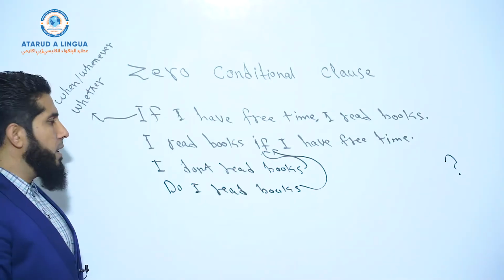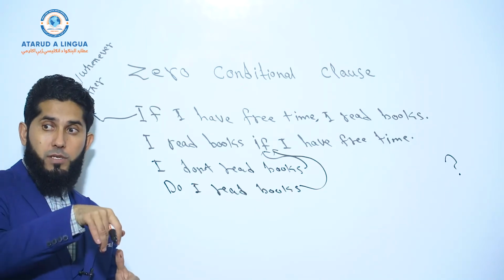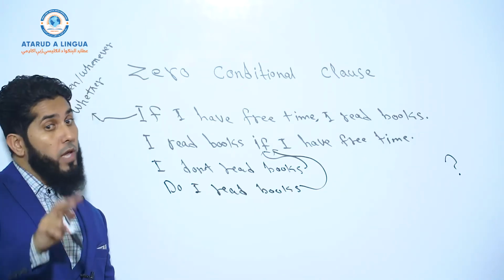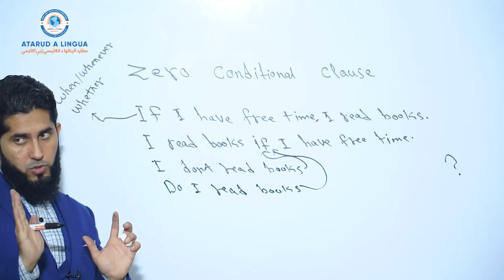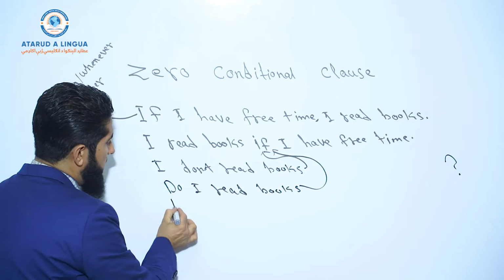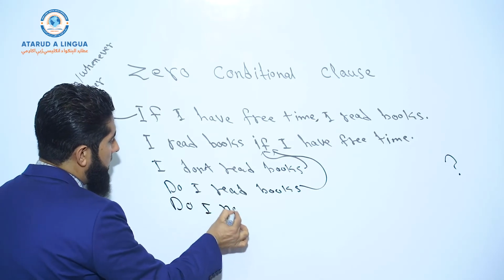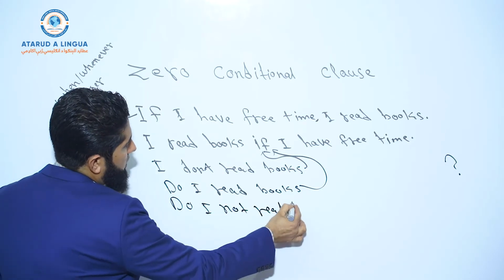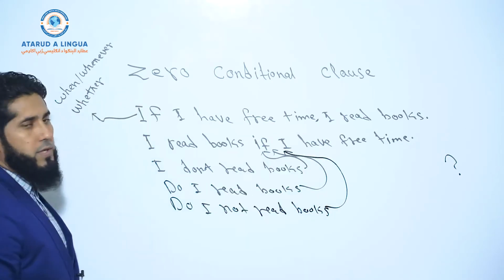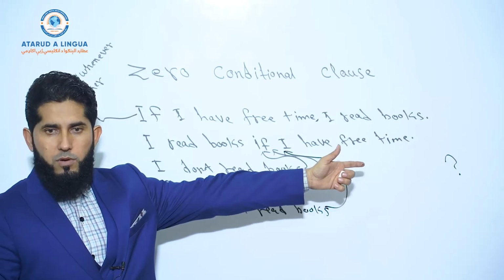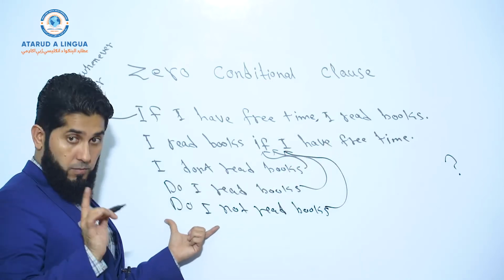Okay? And you can make it negative interrogative. So now you have two forms of negative interrogative sentences: complete form and short form. So if you want to use the complete form: Do I not read books if I have free time? And use a question mark. Okay? So negative interrogative, complete form.